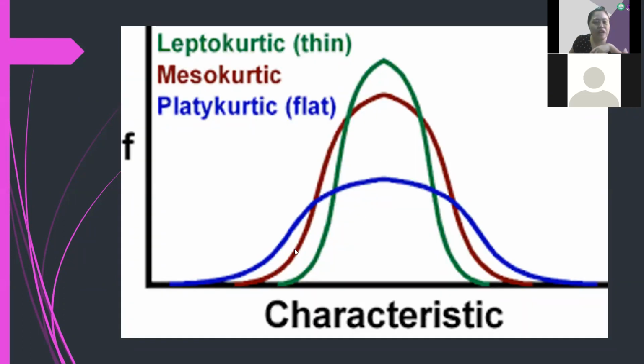Itong red one, yung tinatawag nating normal curve talaga. So I hope when we have our research and we collect our data, we can have a mesokurtic curve. Normally distributed and a normal one, a bell-shaped curve. And then the platykurtic is still normally distributed but it's flat. So again, ang gusto talaga natin for our collected data is normally distributed and mesokurtic.